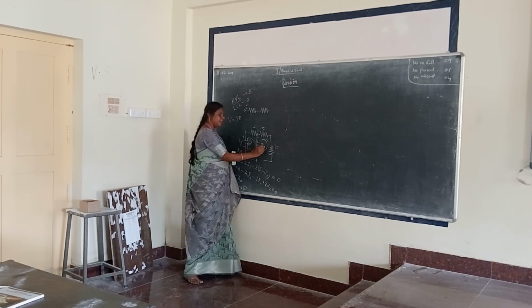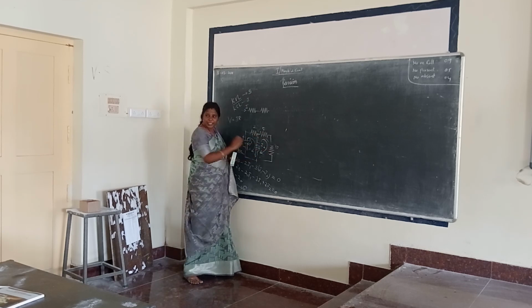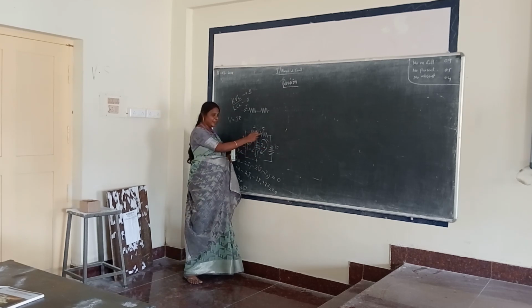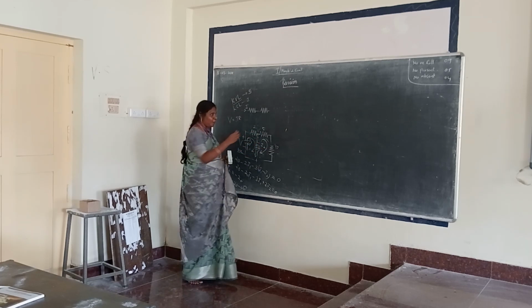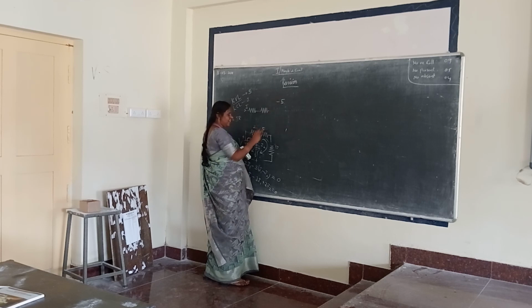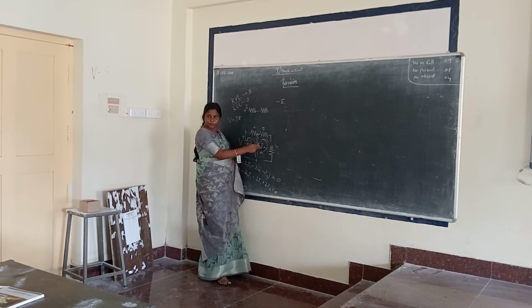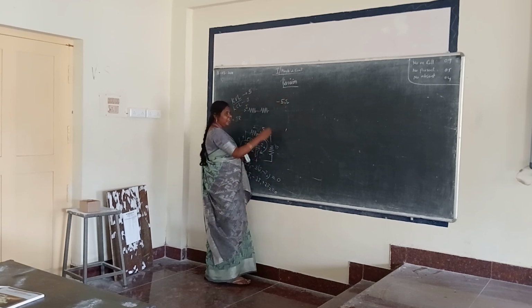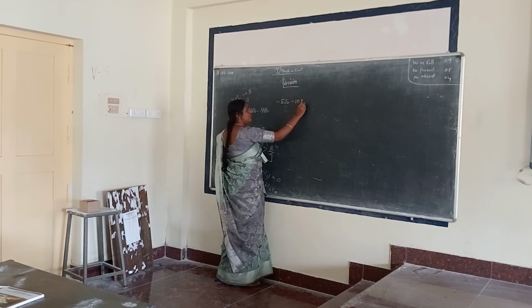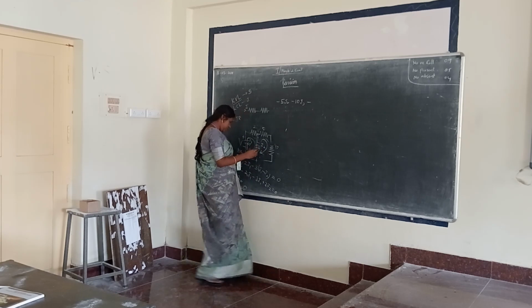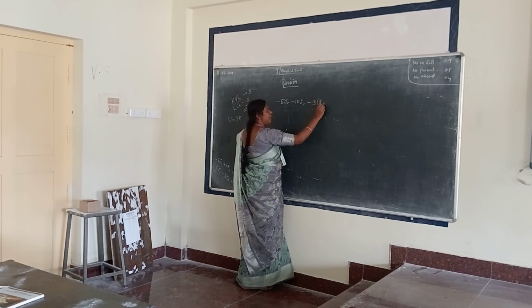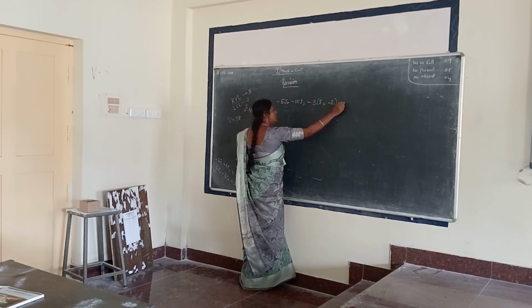Now KVL for the second loop. The current is I2. How many components are there? I have only 3 components, all resistors, and there is no voltage source. You can start from any resistor. Let me start at 5. So minus 5 into I2, only I2, no other current is flowing. Then minus 10 into I2. Then minus 3 into I2 minus I1, equal to 0.